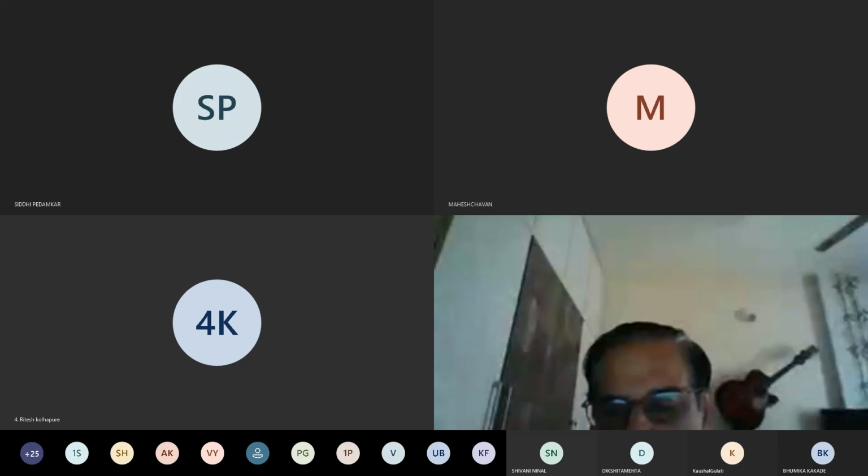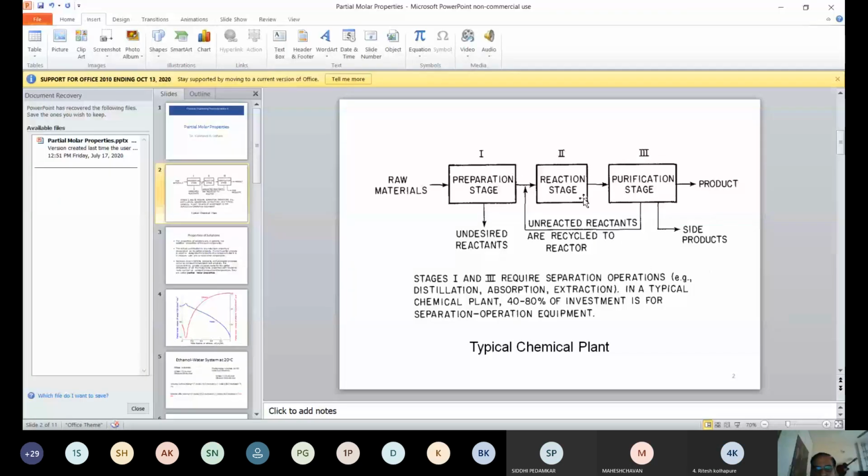A summary or overall picture of a chemical plant. You have a preparation stage, a reaction stage, and a purification stage. Raw materials are not always pure, so they may need to be purified, and so we have undesired reactants. If this is a mixture of two reactants, then you purify it and get a pure reactant here, and undesired reactants may be eliminated.